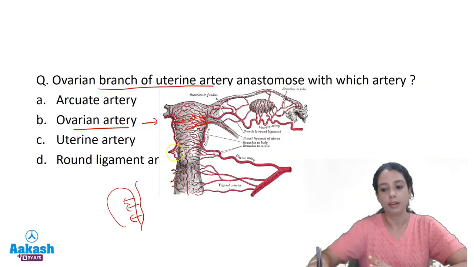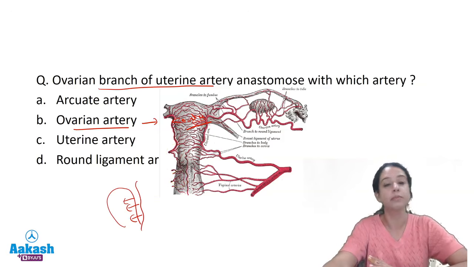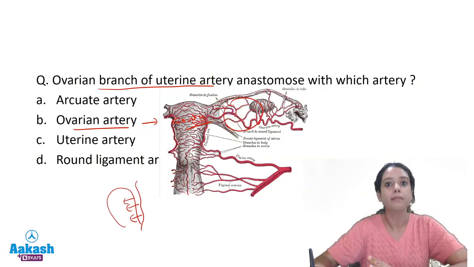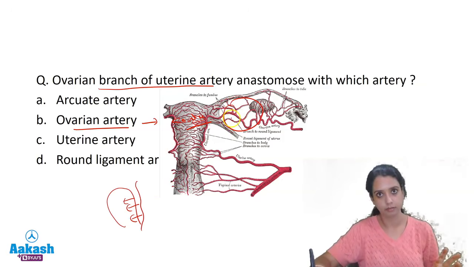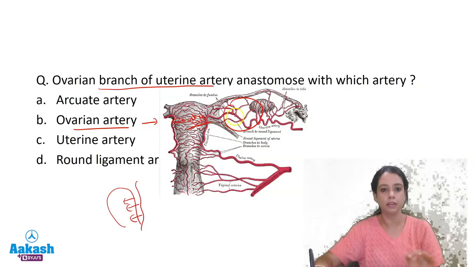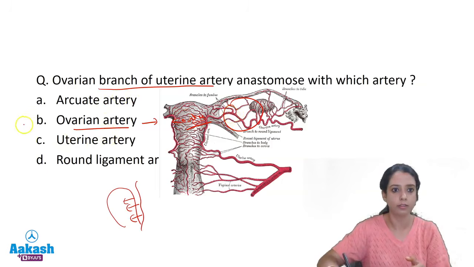Round ligament artery. Round ligament artery is a branch of the inferior epigastric. It is also called Simpson's artery. It also anastomoses here, but it's a very insignificant artery. So its anastomosis is not important clinically. Okay, it's a very insignificant branch. The main anastomosis is of these two. So this is your answer, ovarian artery.